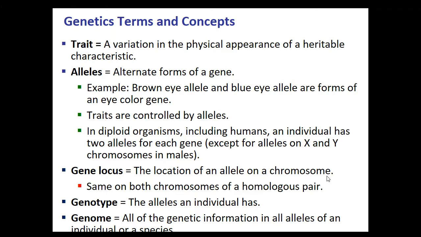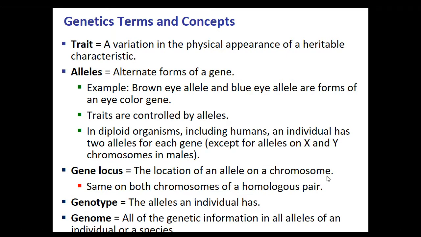Okay, this word locus in genetics just means where on a chromosome a gene is located. So this location on this chromosome where this eye color gene is, that's the locus for that gene on that chromosome. So both eye color genes are at the same locus on the number 1 chromosome.